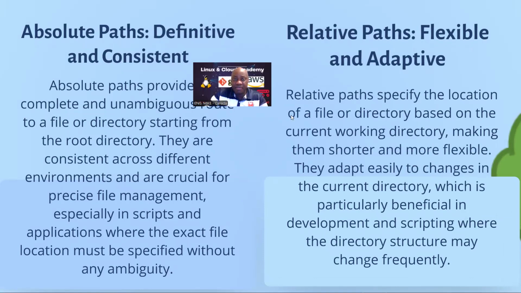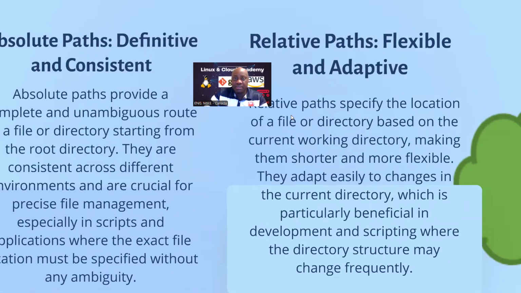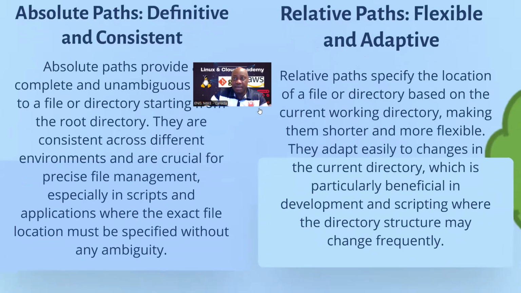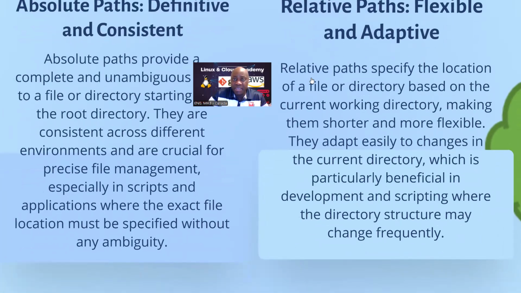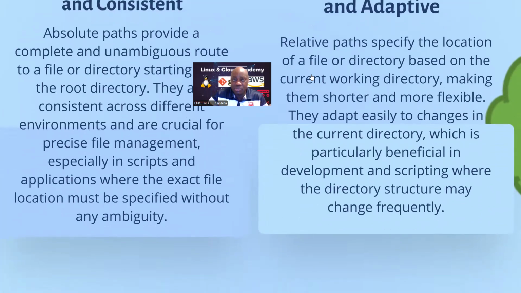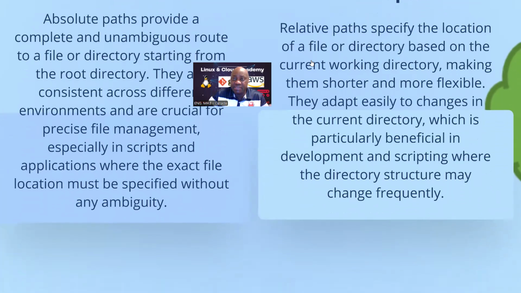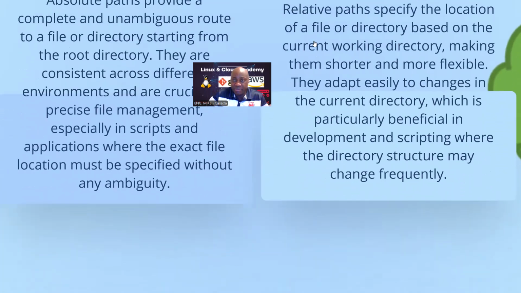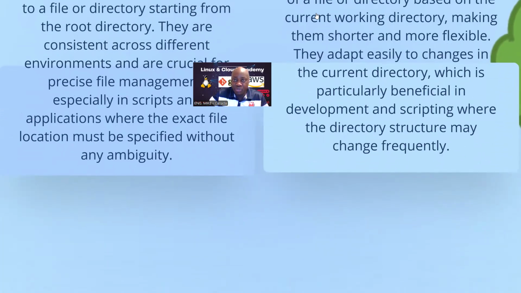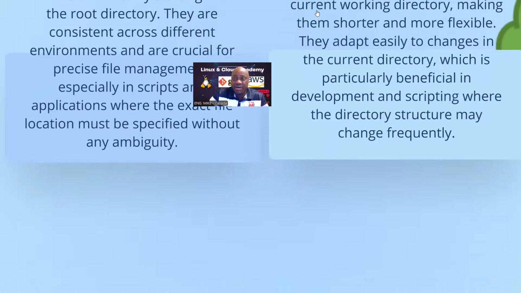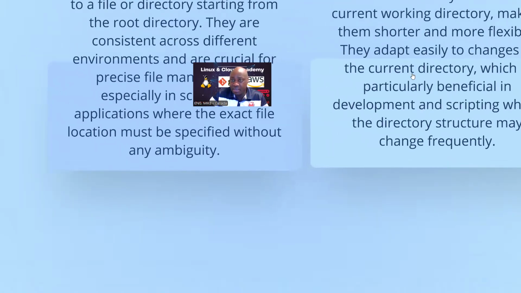Now, for the relative path, we are saying that it's flexible and adaptive. Relative paths specify the location of a file or directory based on the current working directory, making them shorter and more flexible. They adapt easily to changes in the current directory, which is particularly beneficial in development and scripting, where the directory structure may change frequently.